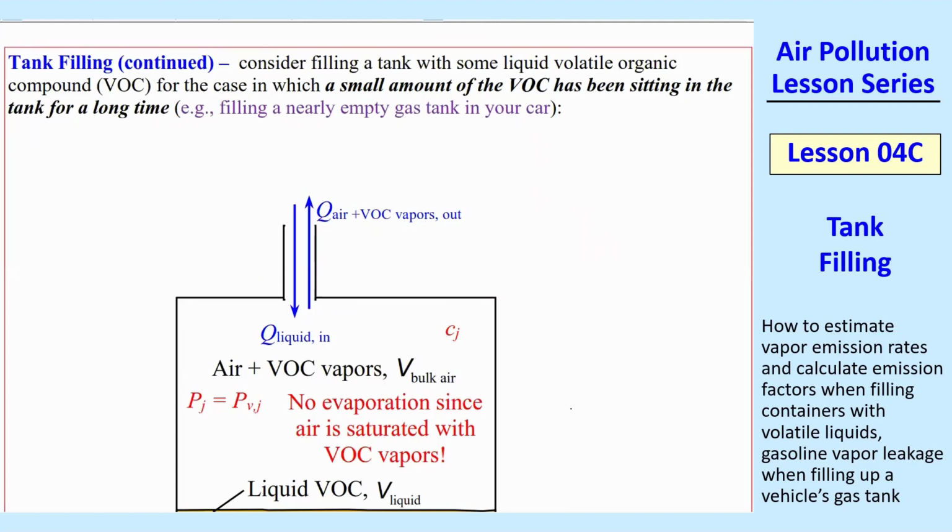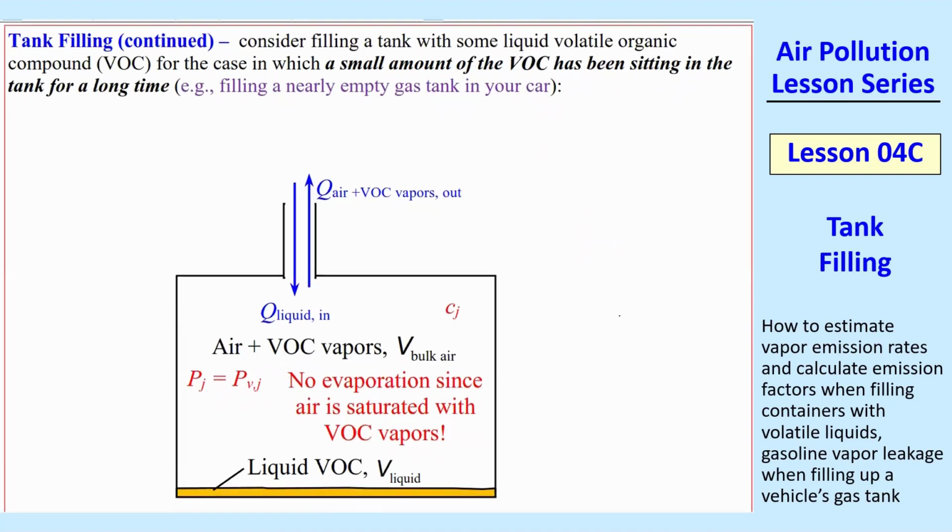So it's been sitting there for a couple days, you haven't used it, and it's closed off at the top, but there's a little bit of gas, it's almost empty. So what is the pressure, PJ, the partial pressure? Well, as we learned before, when it has been sitting there for a long time, PJ is equal to PVJ, the vapor pressure. Once it reaches that, there's no more evaporation since the air is saturated with the VOC vapors.